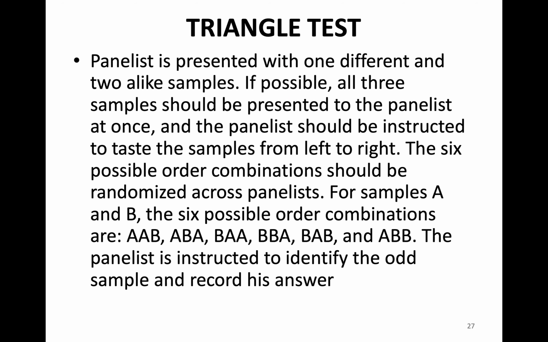Triangle test. In the triangle test, the panel is presented with one different and two alike samples. If possible, all three samples should be presented to a panelist at once, and the panelist should be instructed to taste the samples from left to right. The 6 possible order combinations should be randomized across the panelists. For example, for A and B, the 6 possible order combinations are AAB, ABA, BAA, BBA, BAB, and ABB. The panelist is instructed to identify the odd sample and record his answer.